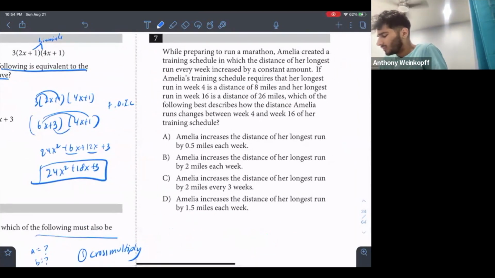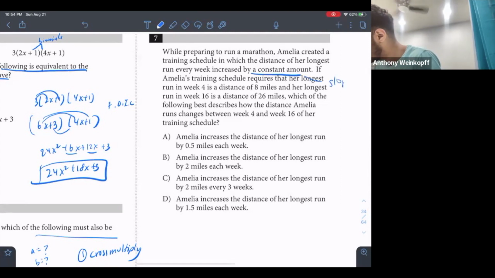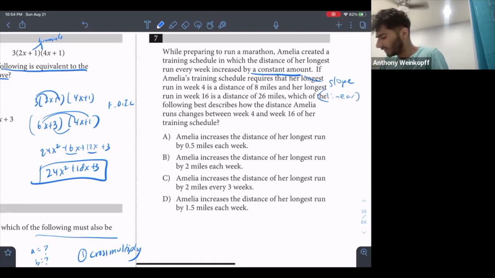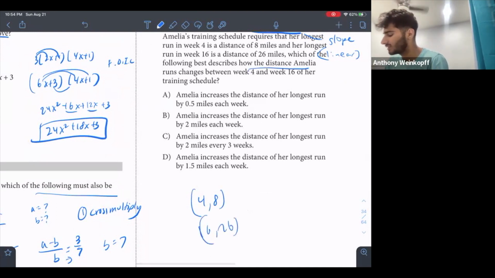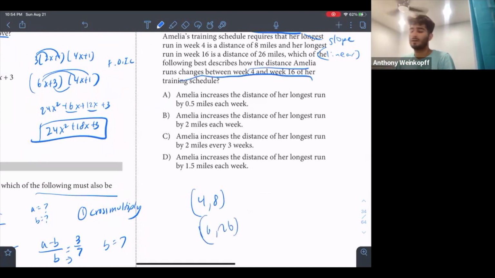Question 7. While preparing to run a marathon, Amelia created a training schedule in which the distance of her longest run every week increased by a constant amount. So something with a constant amount, like slope, linear. That's another way to think about it. Her longest run in week 4 is a distance of 8 miles, and her longest run in week 16 is 26 miles. Which describes how the distance Amelia runs changes between week 4 and week 16?